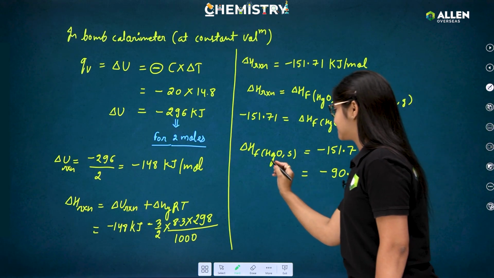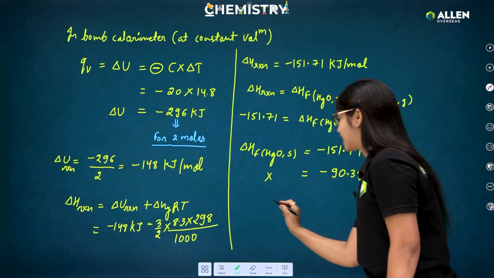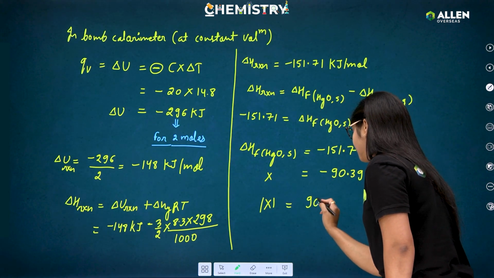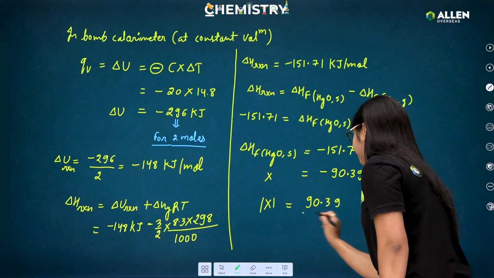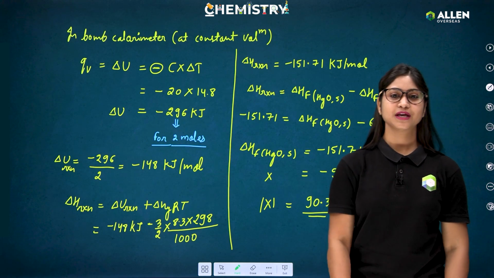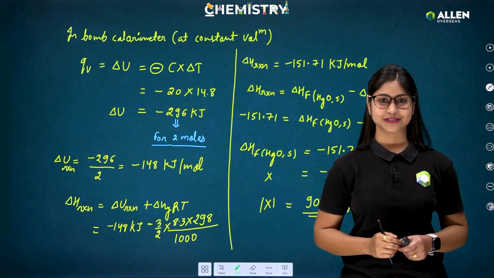Now this is the value of X, according to the question. So we have to find out the magnitude of X only. So this will be 90.39, and this will be the answer of this question. So this is how we can apply this relation to solve such kind of questions.